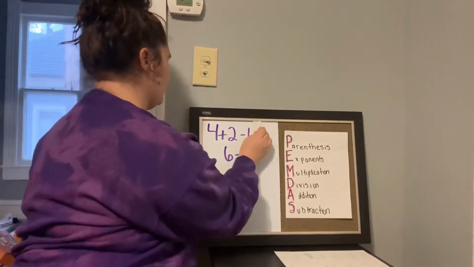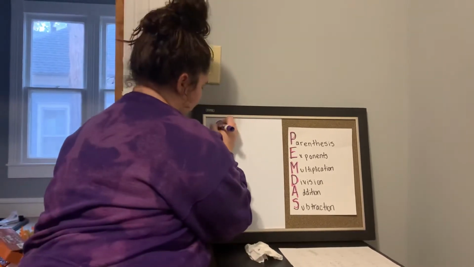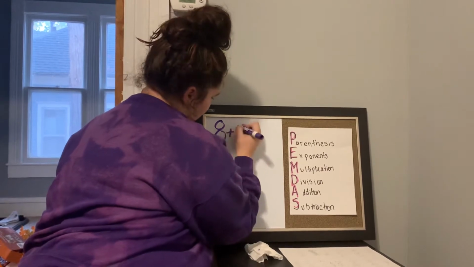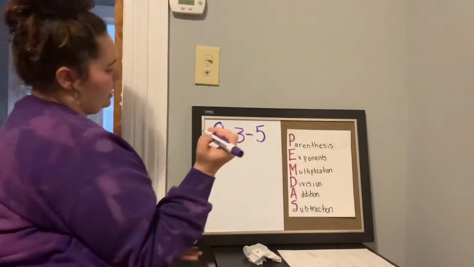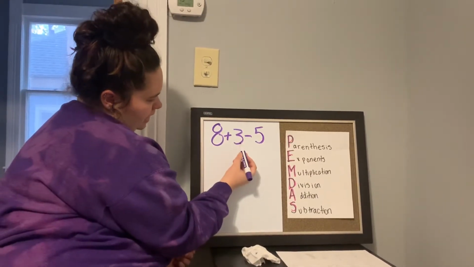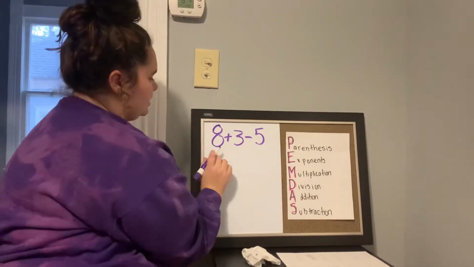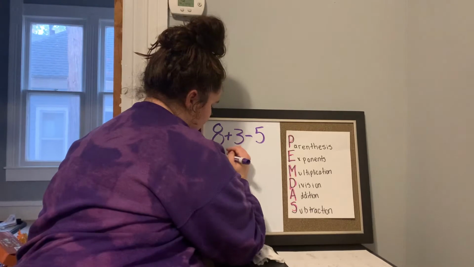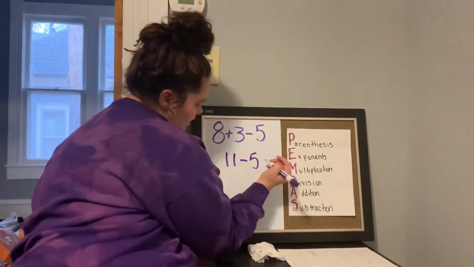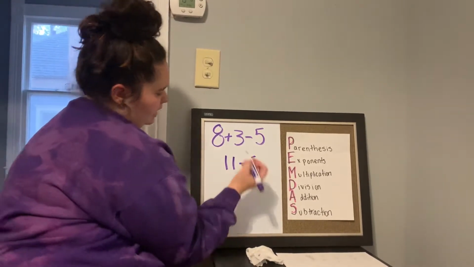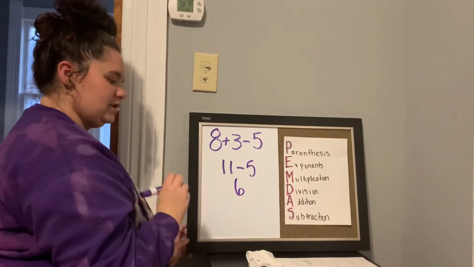So let's try a similar one. So we have 8 plus 3 minus 5. Okay, so 8 plus 3, we're going to do that first, right? Because we don't have any of these, but we have addition. So 8 plus 3 is 11. We're going to bring down this minus 5. 11 minus 5 is 6. So there's our answer for that one.